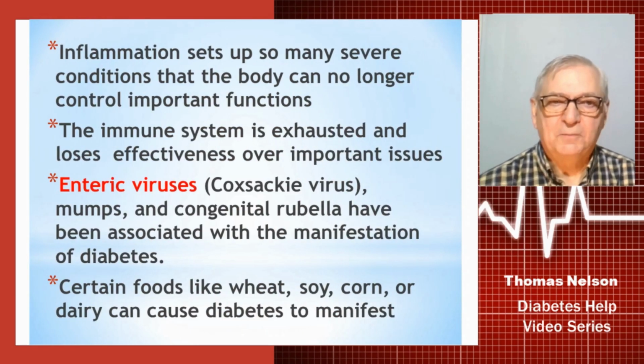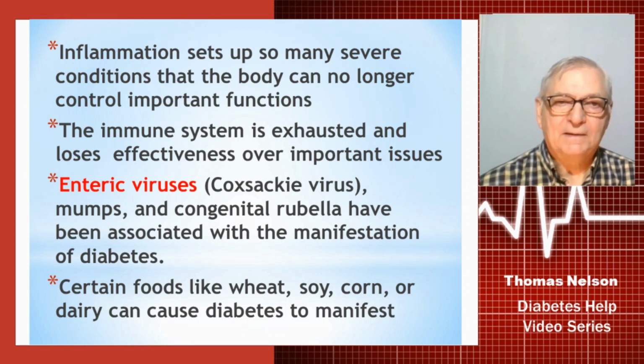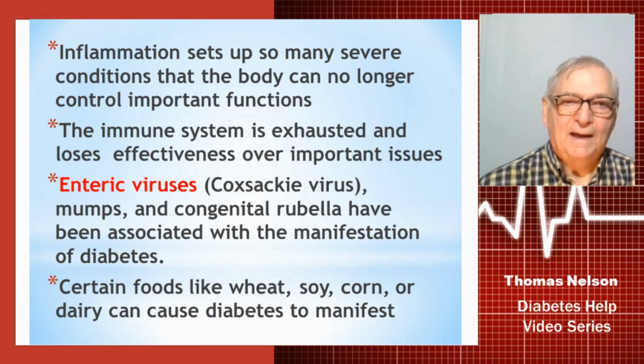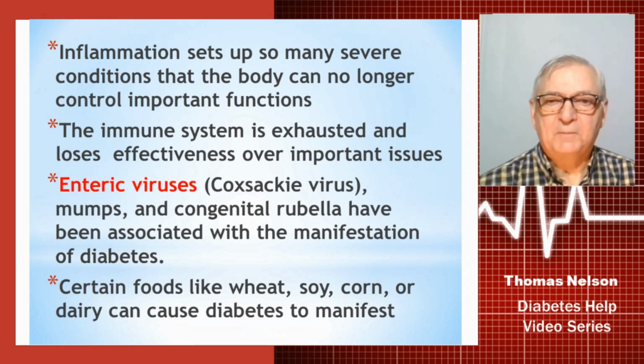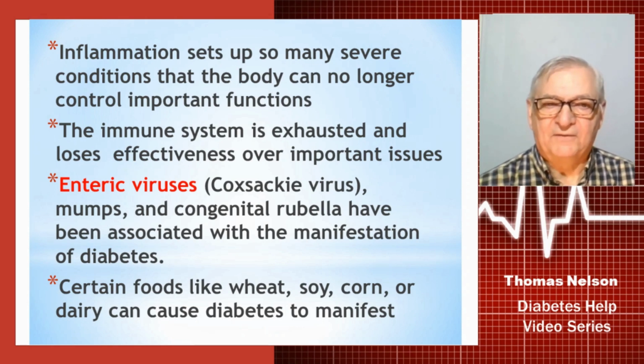Inflammation sets up so many severe conditions that the body can no longer control important functions. Your immune system becomes exhausted and it loses effectiveness over very important issues. Enteric viruses can cause your diabetes to manifest. Things like the Coxsackie virus is quite common. But usually it's because there's so much inflammation going on already and so much damage that it really makes it quite easy for the virus to cause it to manifest.